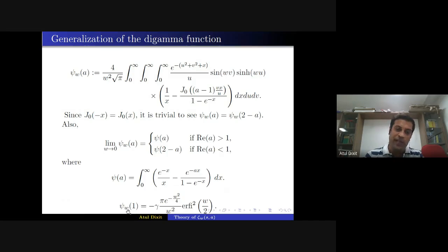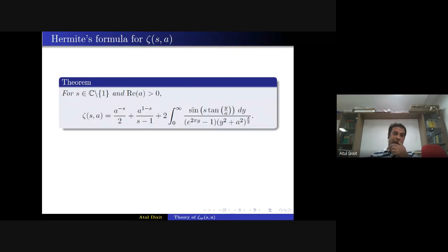So one special value is psi sub w of 1, which is this particular expression involving the error function. Psi of 1 is minus gamma, as one knows. So when one puts w equal to 0 or w tends to 0, this is again a removable singularity, so this particular function becomes just 1. Okay, I would like to build upon some more properties of this zeta function.